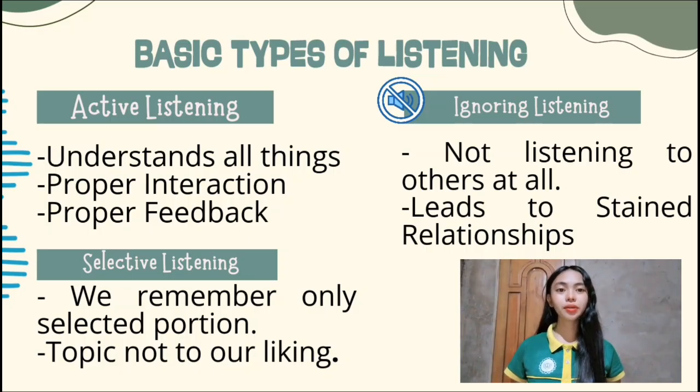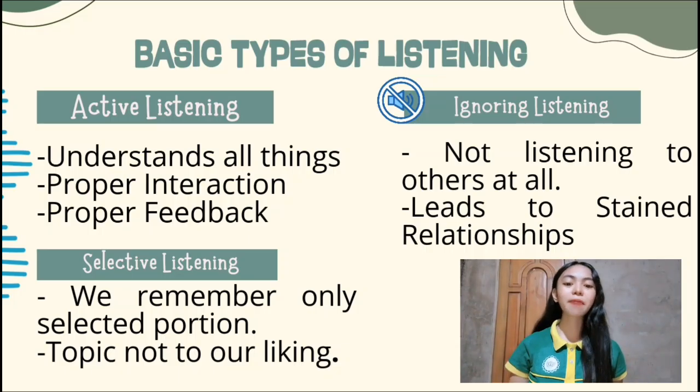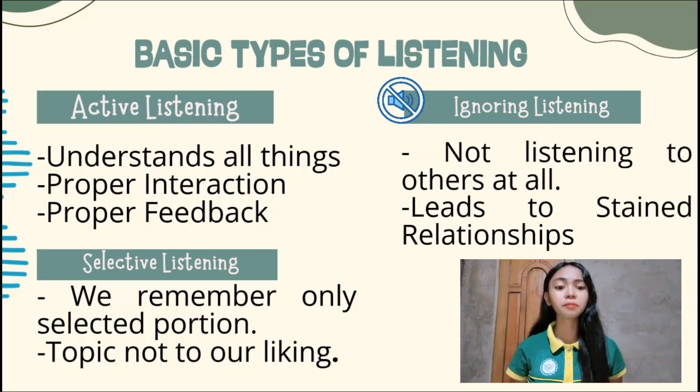Number 2 is the selective listening. This happens when we only hear the parts that we like or find interesting. Because of this, we miss important information. This usually happens when we are not interested in the topic. And number 3 is the ignoring listening. This happens when we do not listen at all. We block the message completely. This often leads to misunderstanding and damaged relationships because the speaker feels unheard.